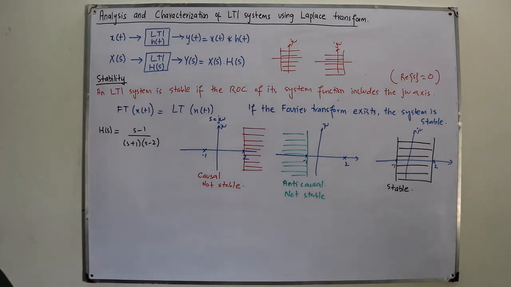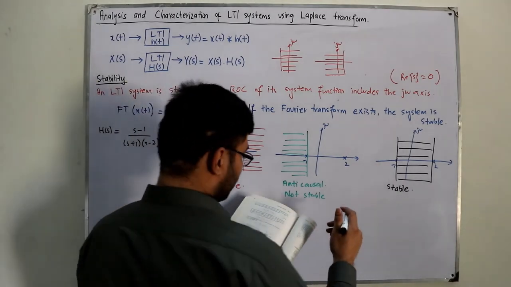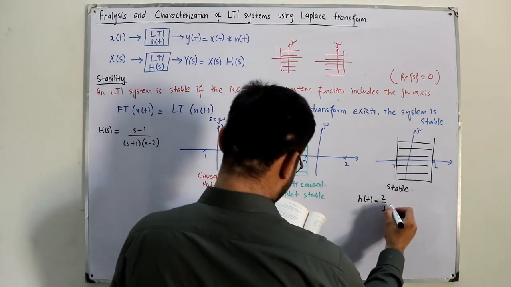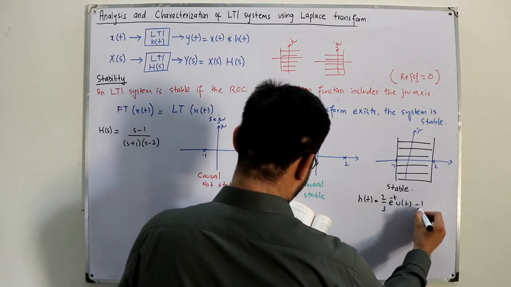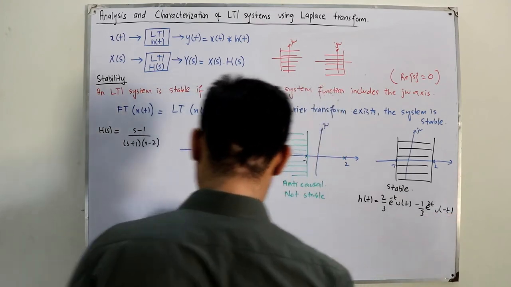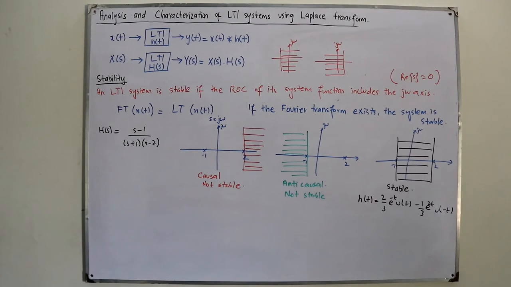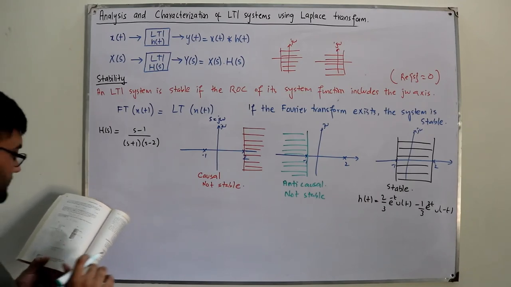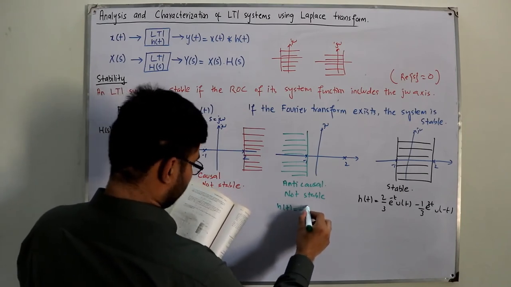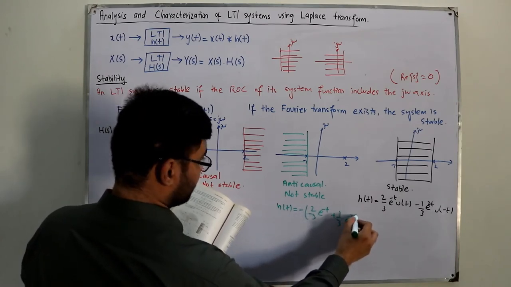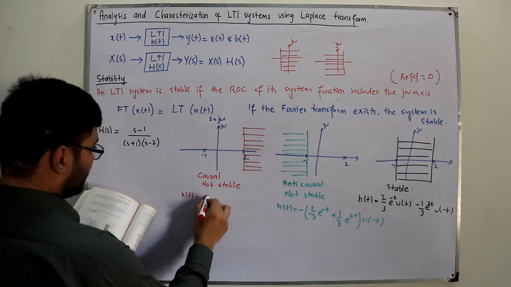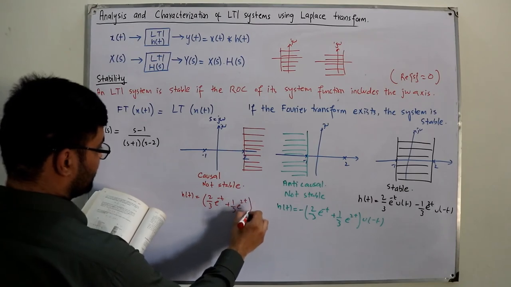What do we have? For the stable case, h of t is 2 by 3 exponential of negative t u of t minus 1 over 3 exponential of 2t u of minus t. Similarly, in the anti-causal system, we have h of t equal to negative 2 by 3 exponential of negative t plus 1 over 3 exponential of 2t, times u of minus t. And in the first case, h of t is 2 by 3 exponential of negative t plus 1 over 3 exponential of 2t, times u of t.